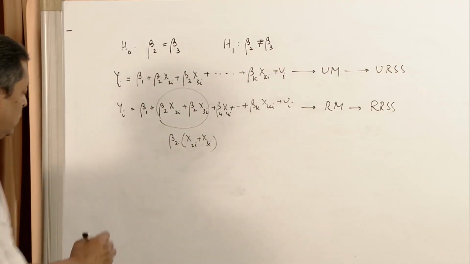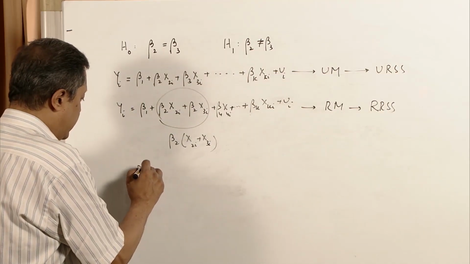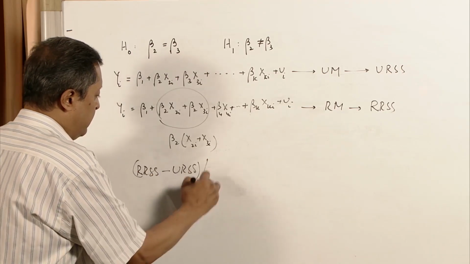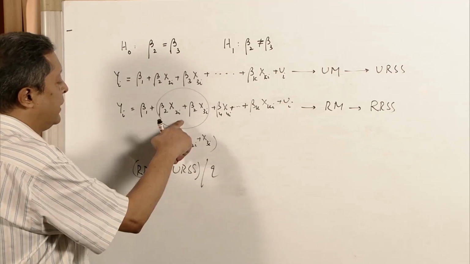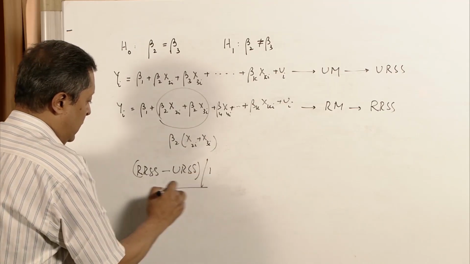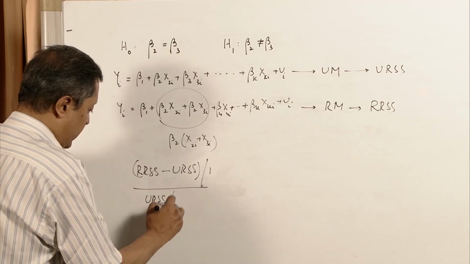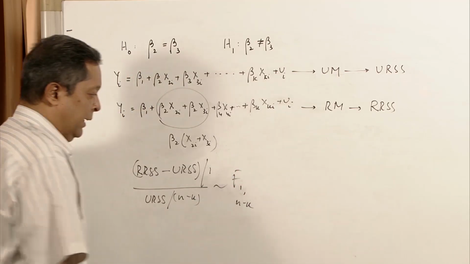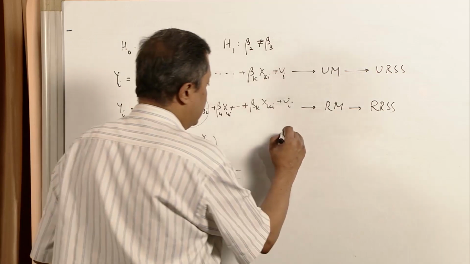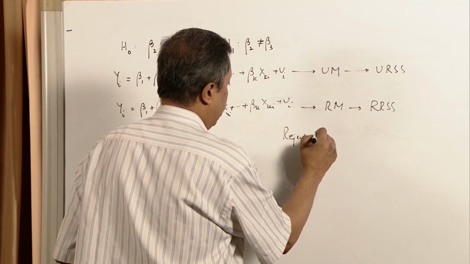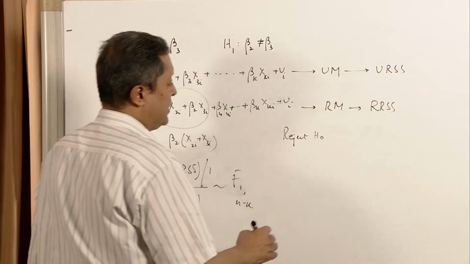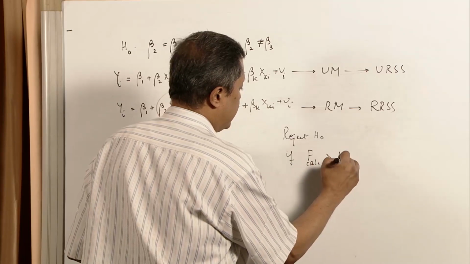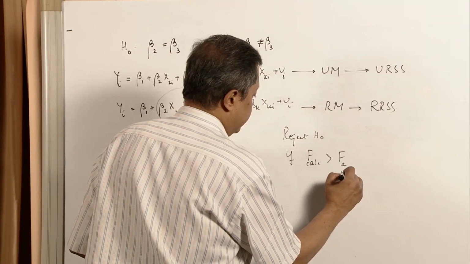And finally, we apply the same formula, that is, restricted residual sum of squares minus unrestricted residual sum of squares divided by q, the number of restrictions, which is 1 here. So, that is divided by 1, all upon unrestricted residual sum of squares by n minus k, that will follow F with 1 and n minus k. In all these cases, what do we do? We reject H naught at the appropriate level of significance if F calculated exceeds F critical.